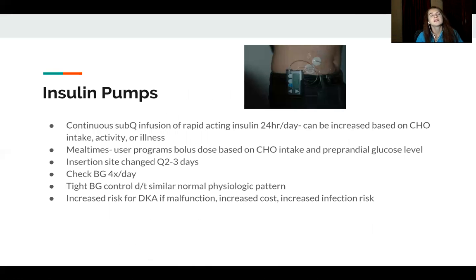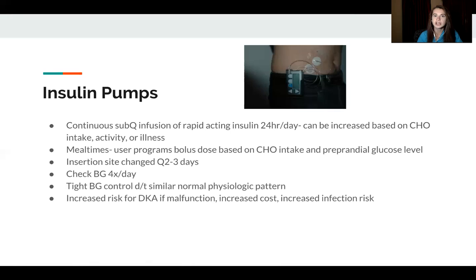Insulin pumps. These are really convenient for patients who don't want to keep picking their finger, and it allows for tighter control. It is a continuous subcutaneous infusion of rapid-acting insulin 24 hours a day, and it can be increased based on the carb intake for meals, activity, or illness. At mealtimes, the user will program a bolus dose based on the carb intake and the before meal glucose level. The site is normally changed every 2 to 3 days.